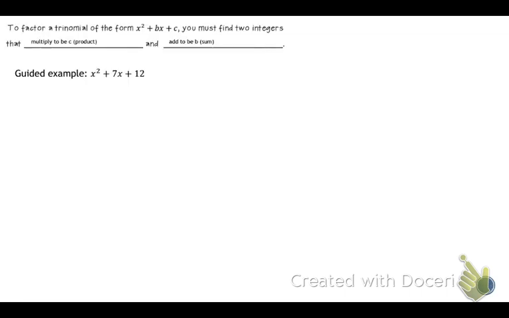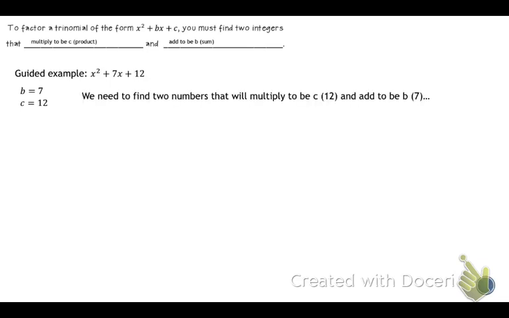This one's a guided example. So x squared plus 7x plus 12. So b equals 7 and c equals 12. So we need to find 2 numbers that will multiply to be 12 and add to be 7. Okay, let's see. So let's start with finding the factors of 12. That's what you're always going to do, is find the factors of c.